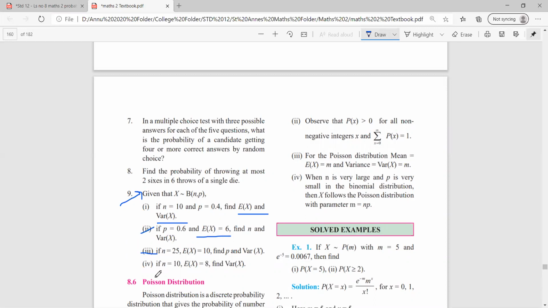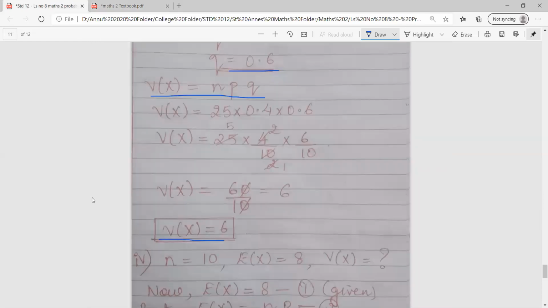Coming towards the last sum of this particular sum, n is 10, E of x is 8. You have to just find variance of x. Now class, for variance, remember in binomial you always have to see whether you have all the 3 alphabets or not. So in this case you have only 1 alphabet. That means you have to find P and Q also.